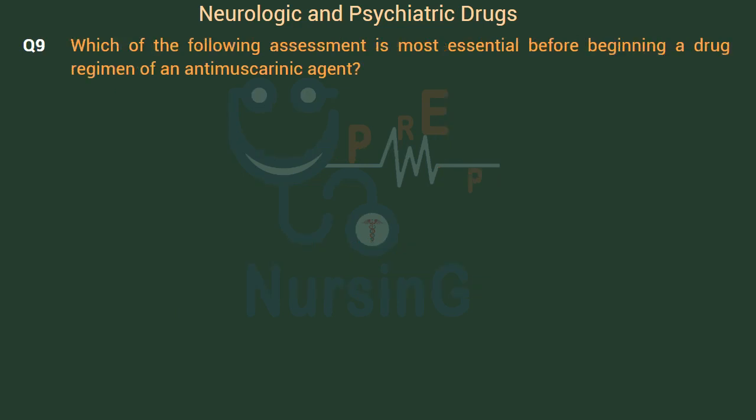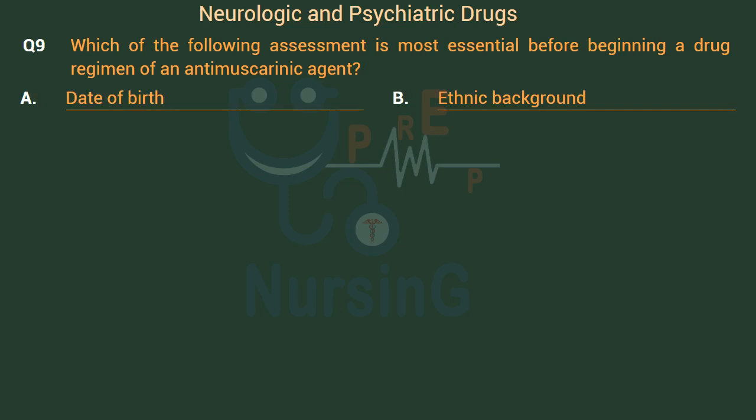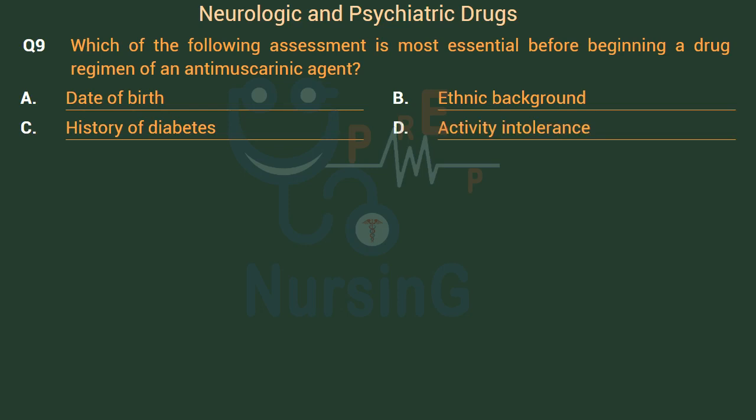Which of the following assessments is most essential before beginning a drug regimen of an antimuscarinic agent? Option A. Date of birth. Option B. Ethnic background. Option C. History of diabetes. Option D. Activity intolerance. Right answer is Option A. Date of birth. Antimuscarinic agents are contraindicated in elderly patients.